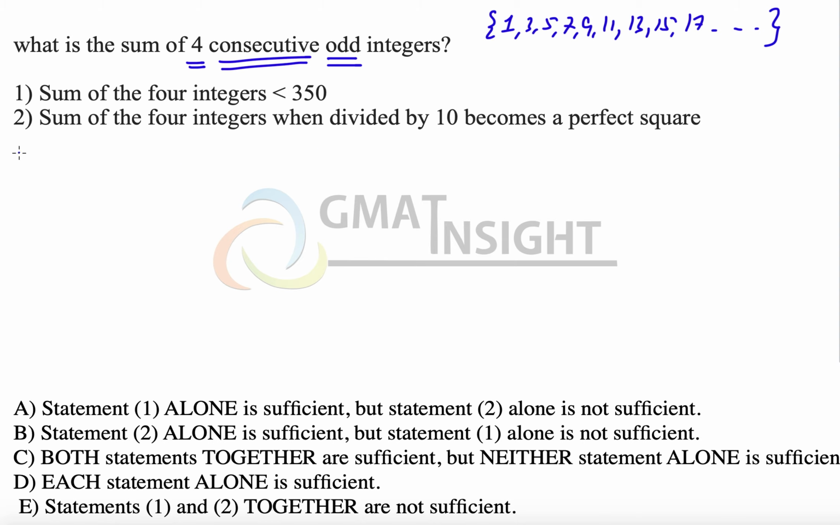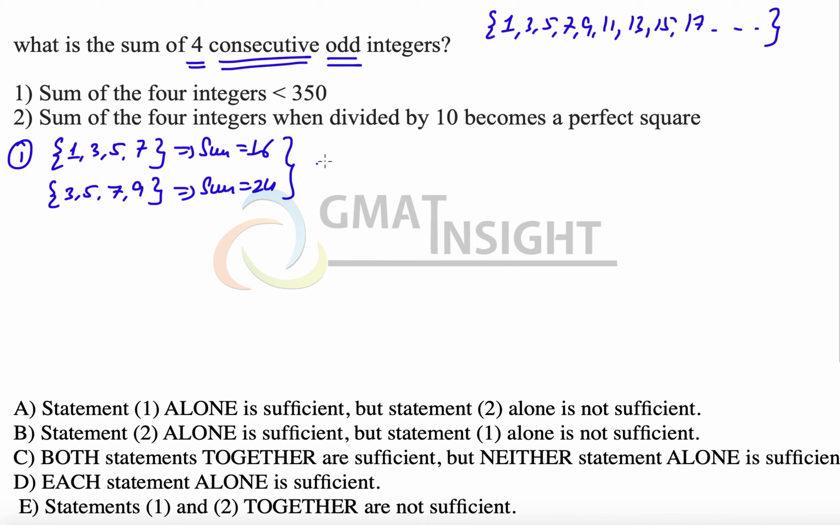Now let's look at the first statement first. The first statement says that the sum of those four consecutive odd integers is less than 350. Now we can see that those four integers could be 1, 3, 5 and 7, because their sum is equal to 16, whereas the set could very well be 3, 5, 7 and 9, and the sum is then 24. Because we don't have a unique value of the sum, we can comfortably say that the first statement alone is not sufficient. Having said that, we can clearly eliminate option A and option D at this stage.